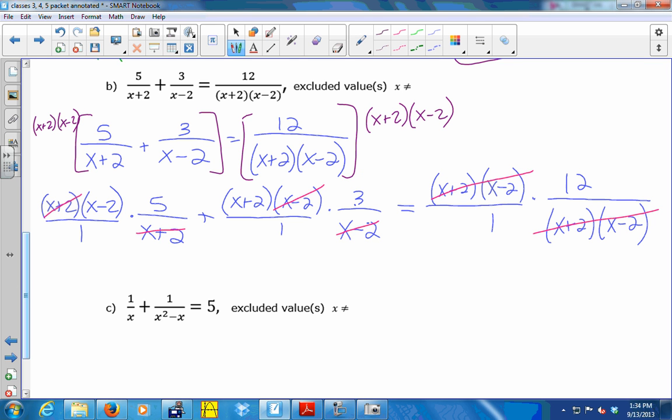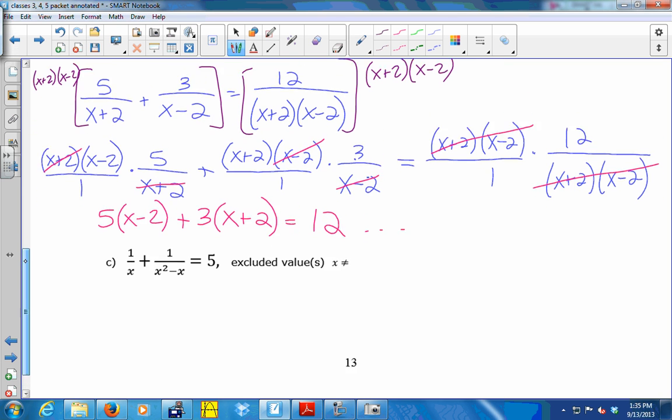So all I'm left with in this first term is 5 times x minus 2. And in the next term, I have an x plus 2 and a 3 left. So 3 times x plus 2. And on the right, I just have a 12. And so I've cleared the equation of all fractions. My denominators are gone. And I could solve that linear equation in my sleep, right? Easy one. So I'll leave that to you to finish solving.